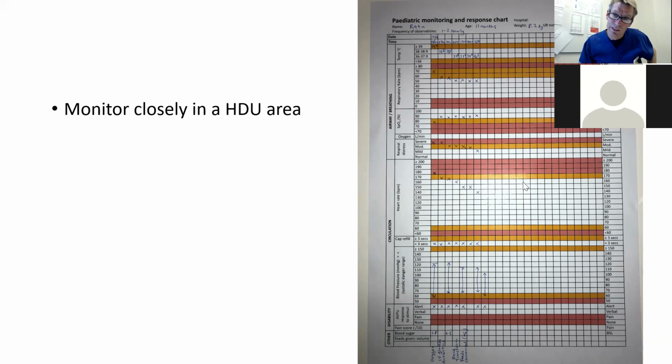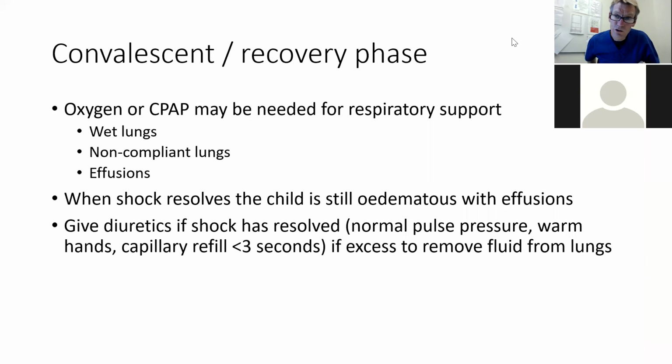So using a monitoring chart like this can really help you understand whether the child's going in the right direction or going in a bad direction. In the convalescent phase of dengue, it's really important that we manage these patients properly and stop giving them intravenous fluids and stop causing fluid overload.